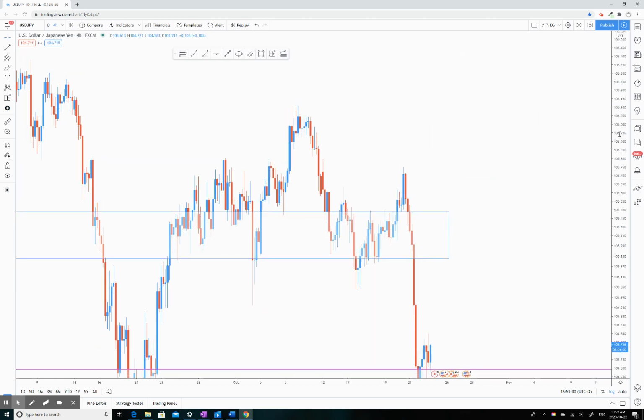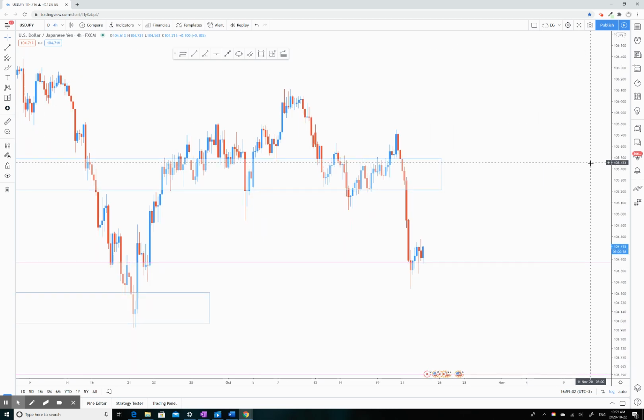So that's one of my biggest tips for trading the US dollar yen. You have to be aware that this pair, unfortunately, you do get a little bit of slippage, and that's just how it is. If you want to trade the pair, you need to kind of adapt to the conditions. So that would be a big tip for you.